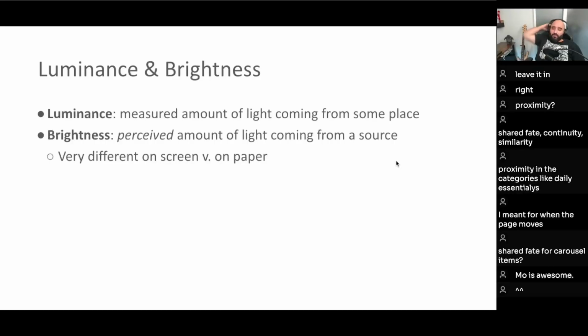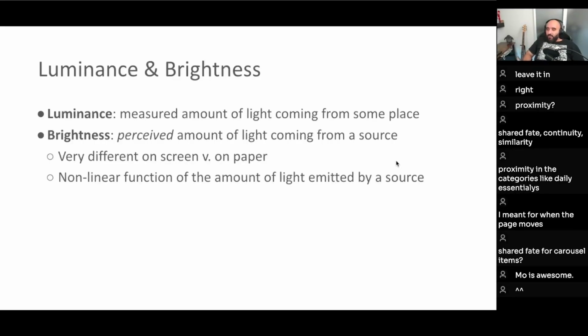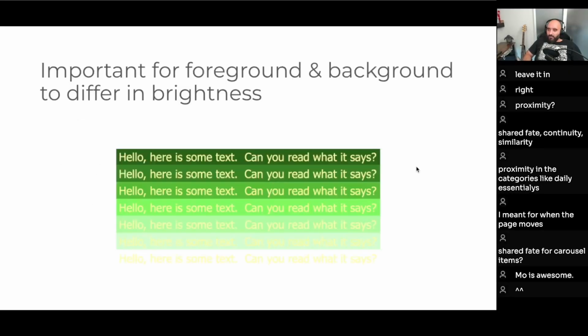This idea is very different on screen versus on paper. It's a nonlinear function of the amount of light emitted by a source. There is some formula for how sensation and intensity work together. One of the important things is that luminance and brightness are important for foreground and background, for them to differ from each other. You can easily read this text, but you cannot read this text. It's really hard to see it. So when you design, you want to focus on brightness and intensity to create contrast.